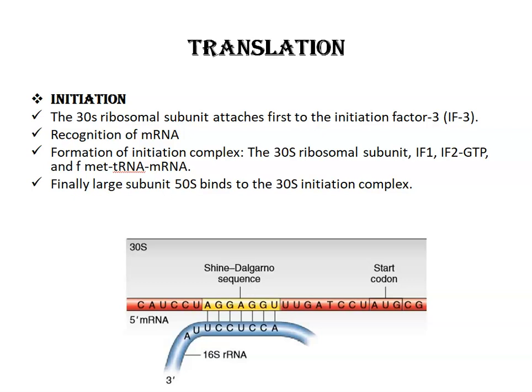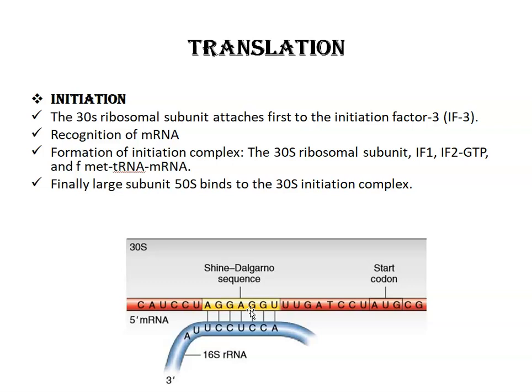Then next is recognition of mRNA. The small subunit of the ribosome, called 30S, binds to the mRNA's Shine-Dalgarno sequence, the SD sequence. Now, what is this SD sequence? It's a short, conserved, purine-rich sequence. You can see here, this is the mRNA and this is the Shine-Dalgarno sequence of the mRNA.